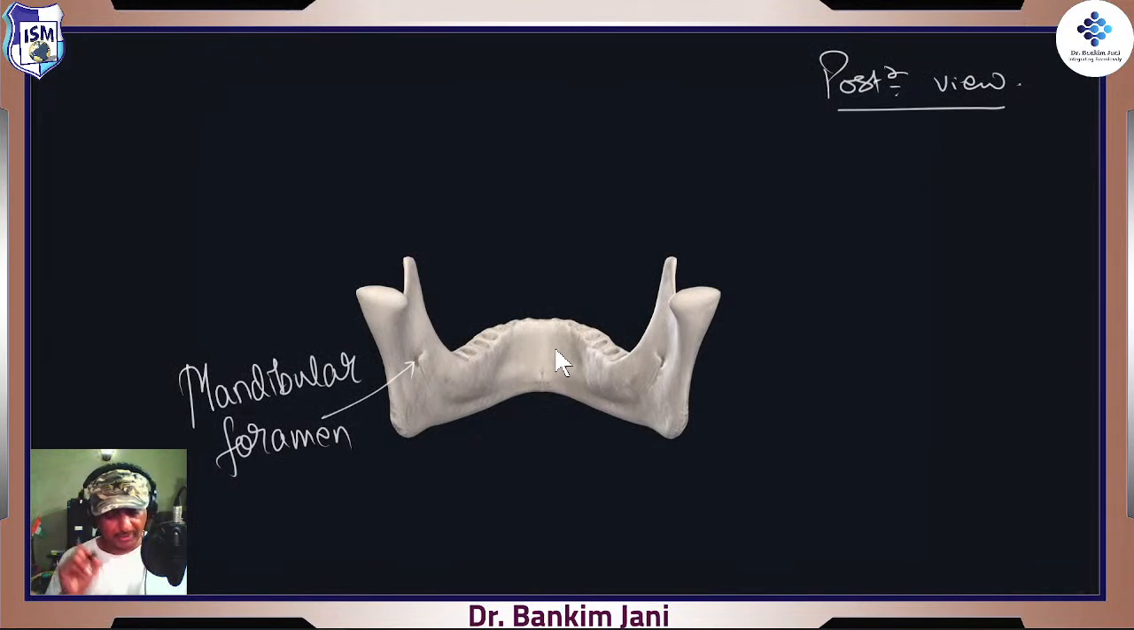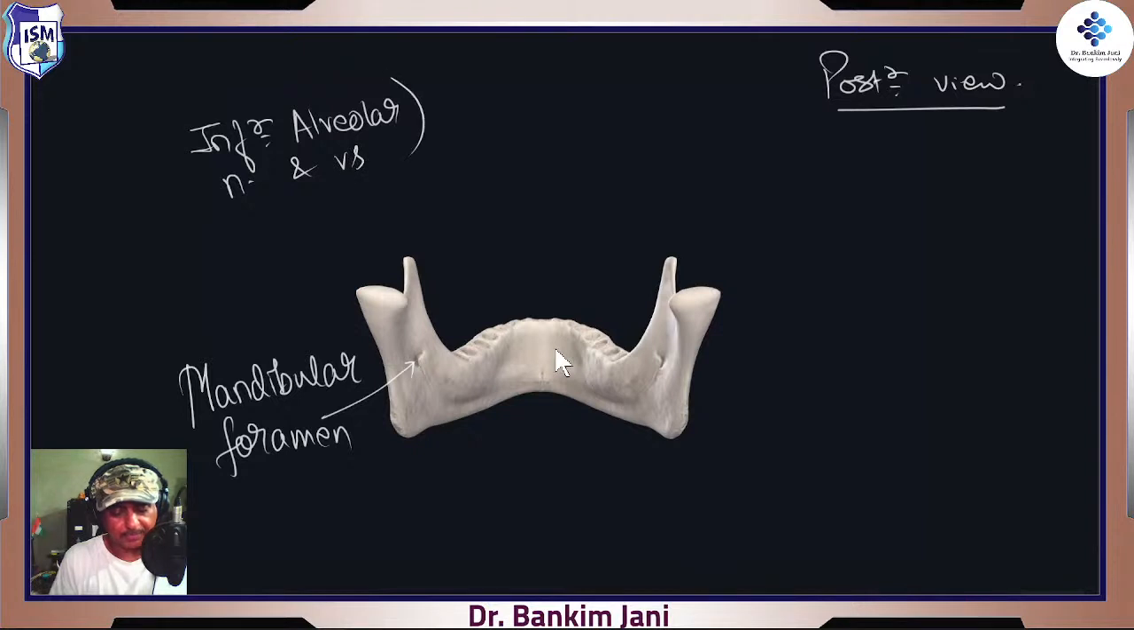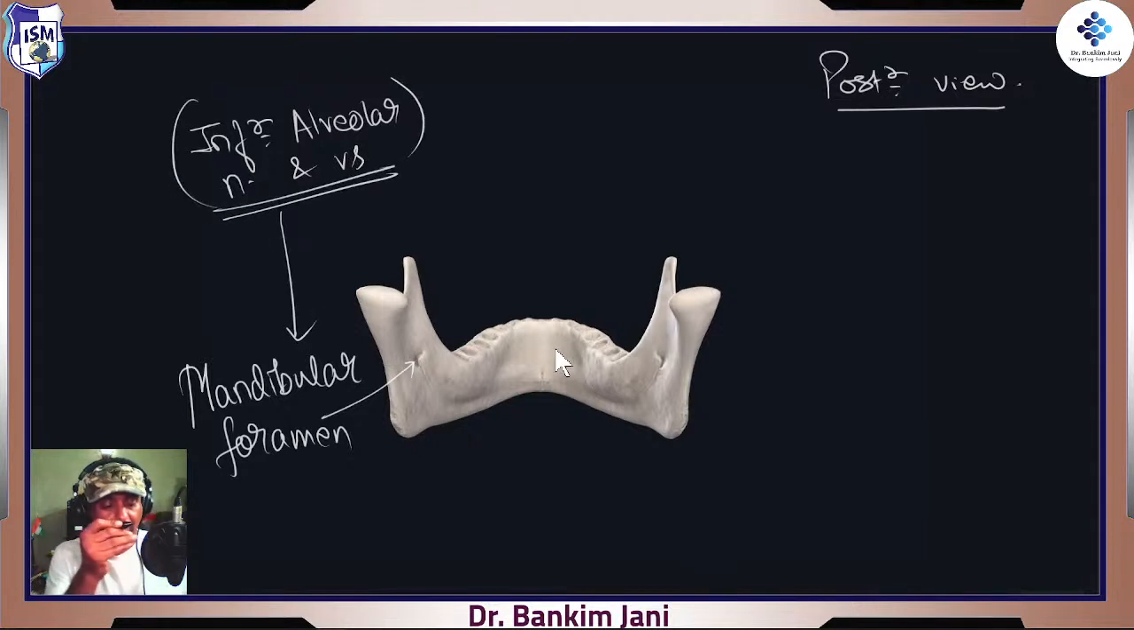And it is this mandibular foramen which will be carrying the inferior alveolar nerve and vessels. Okay. And then interestingly, one of the branches would come out of that mental foramen. Okay. So this is one.